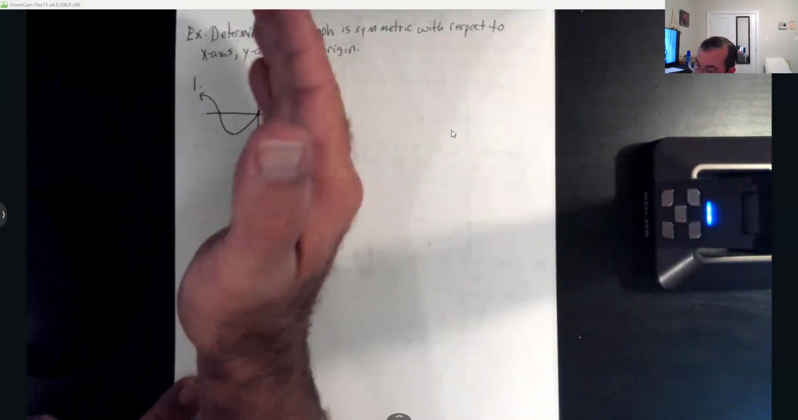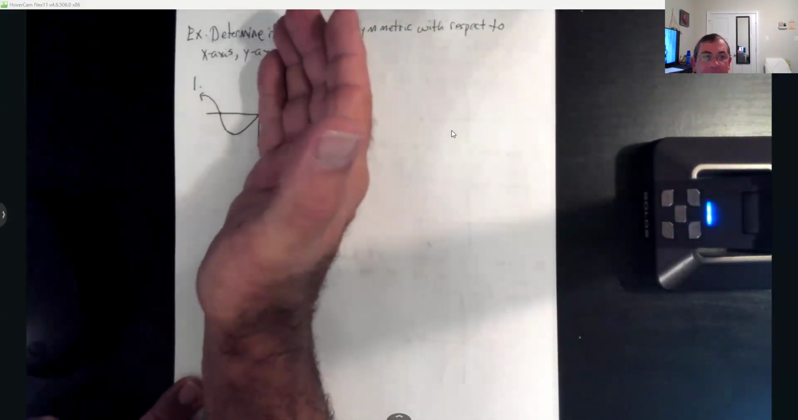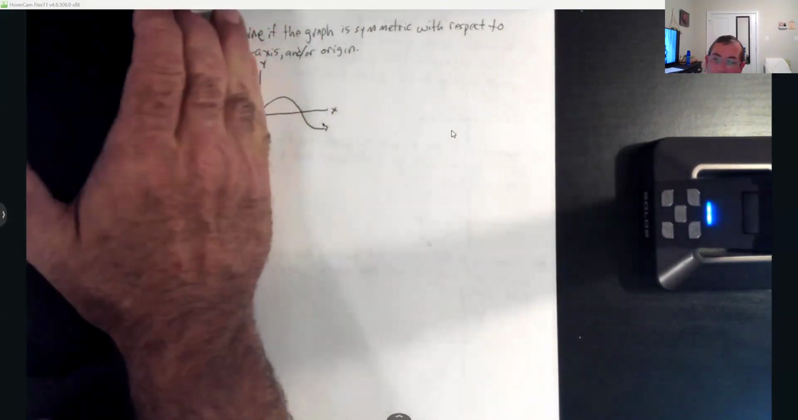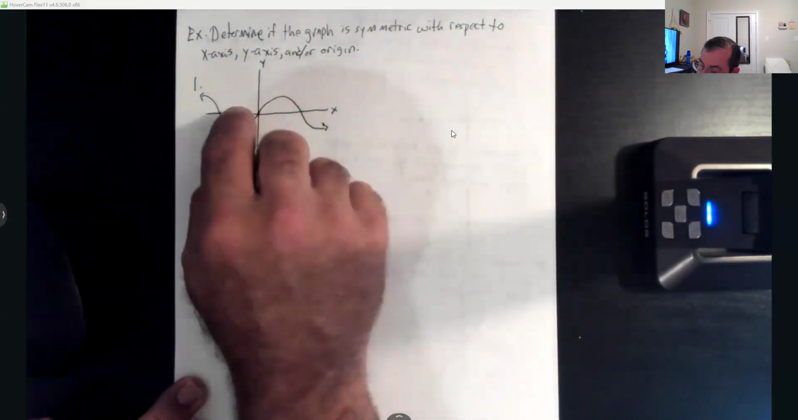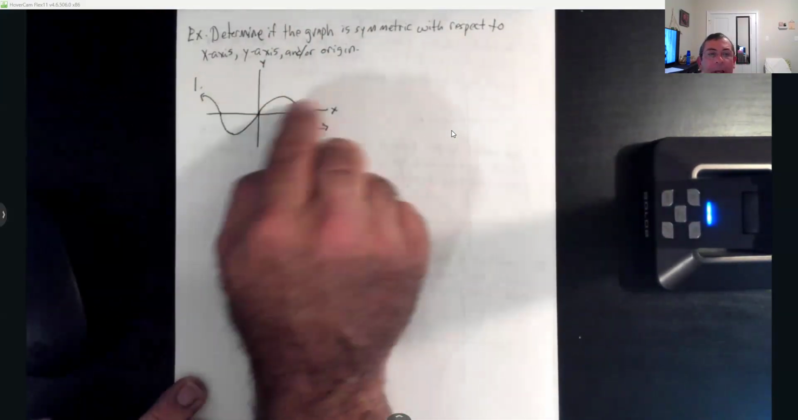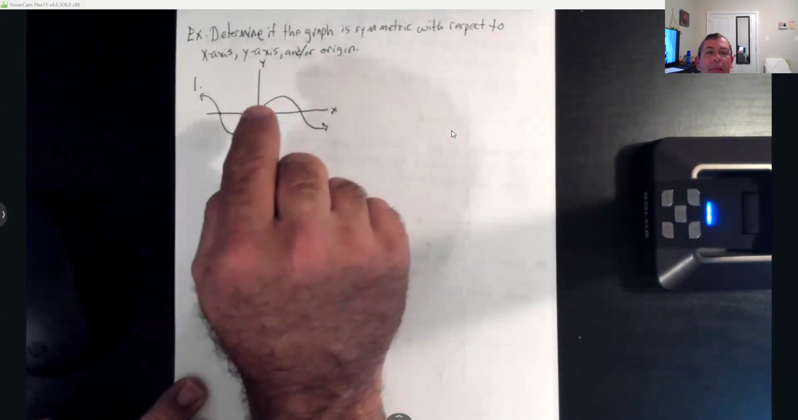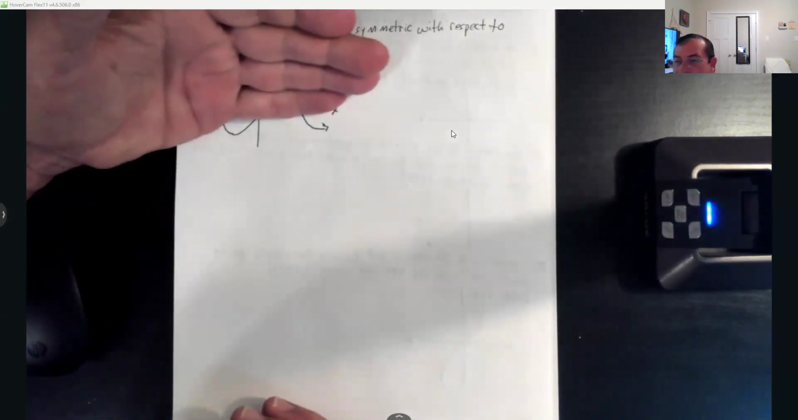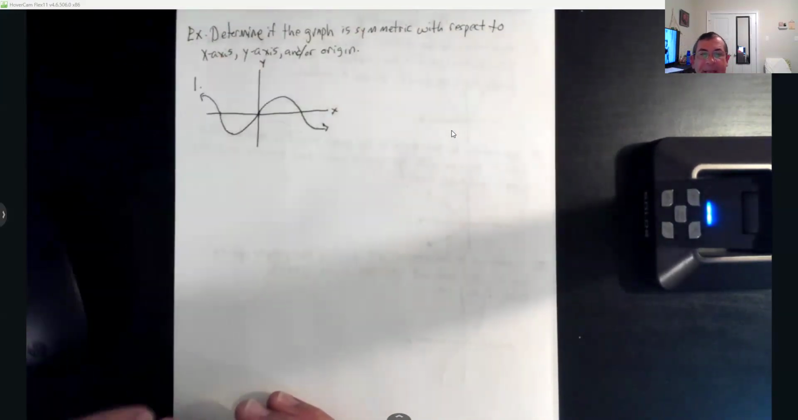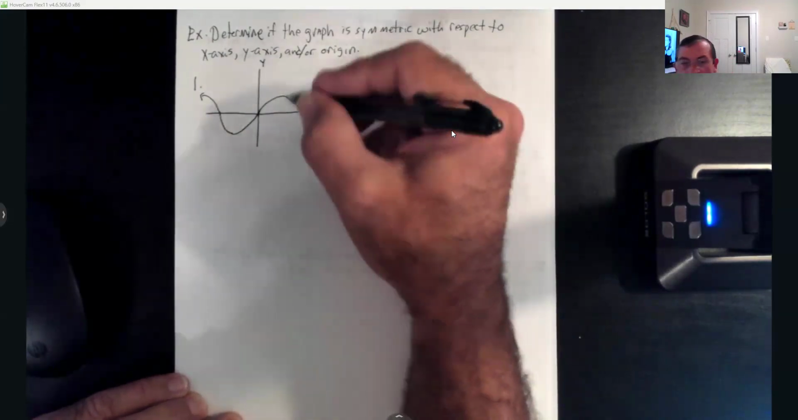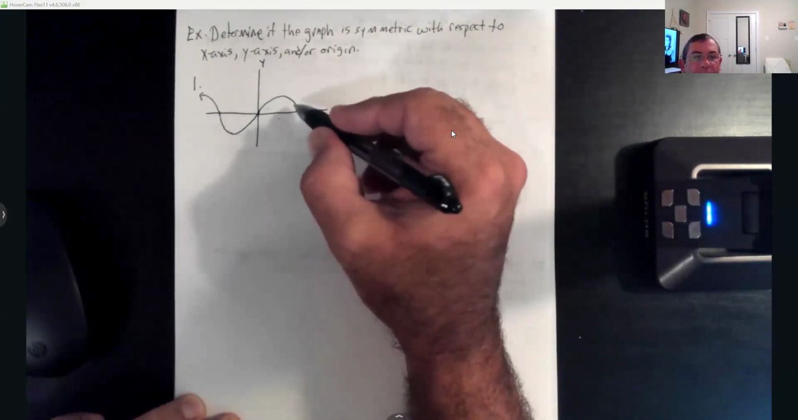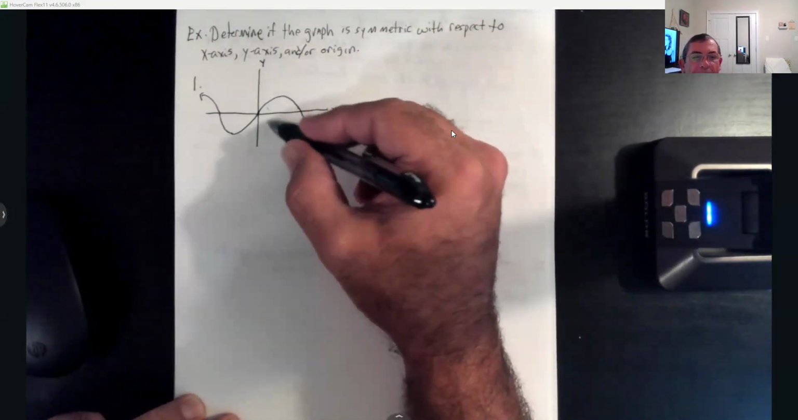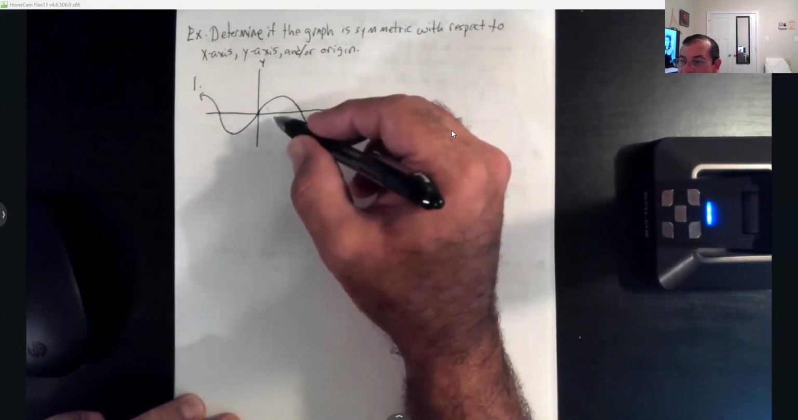Well, y'all notice this. It's not the y-axis, because if I take the right side and fold it over, this top part right here is going to hit up here. It's not going to land on itself. So it's not symmetric to the y-axis. So then I check the x-axis by folding it over that x-axis. But y'all, when I fold it over the x-axis, this part hits right here. So it's not hitting itself.